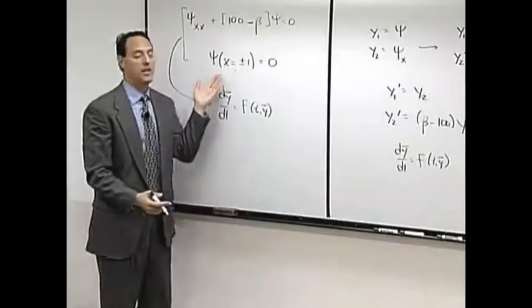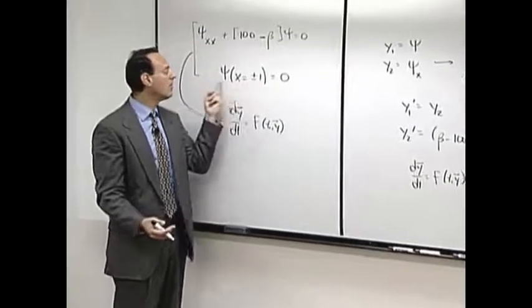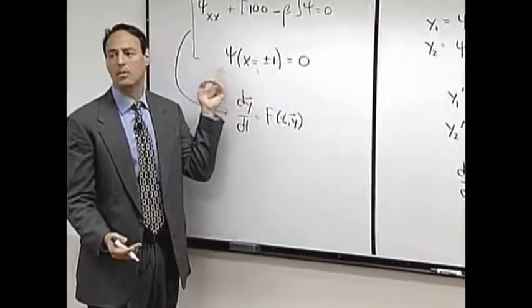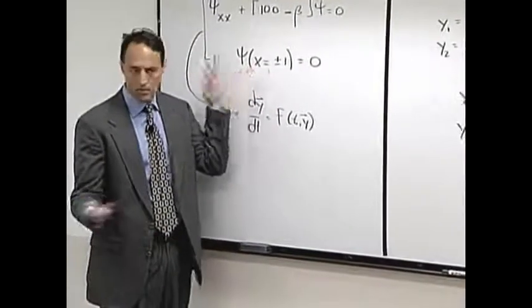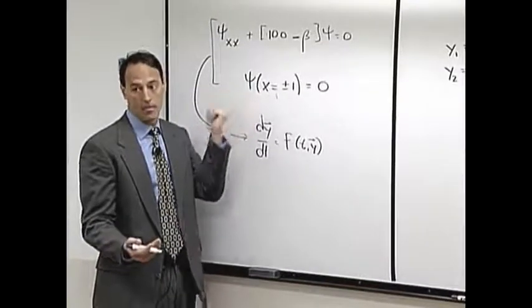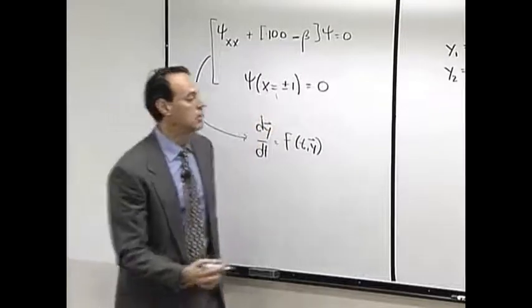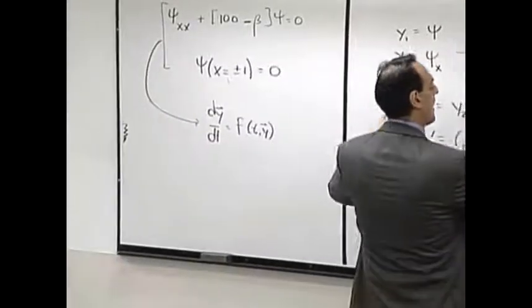My boundary conditions were that at x equals plus or minus 1, this thing is 0. But what is psi? Psi, we said, was y1. So y1 at 1 or at minus 1 is 0. So that's our translation of the boundary conditions. So here are our equations with the boundary conditions.